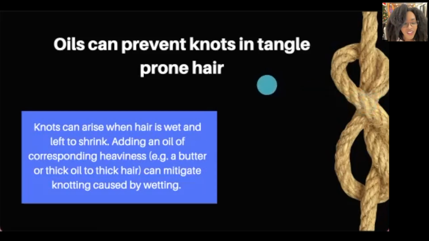Adding an oil that is correspondingly heavy. So if your hair is thick, adding a thick oil to your hair can help prevent knots in especially tangle prone hair. And of course, if your hair is not so thick, you might want to opt for a not so heavy oil.